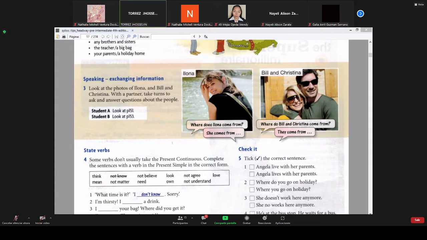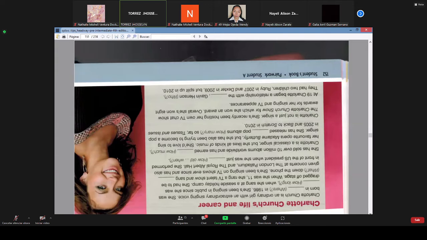But please, everybody, let's go to page 151. And let's see. Okay, we have some examples here. What's the activity that we have to do? We have to make questions and answers, okay? For example, where does Ilona come from? She comes from, you have to find information. The next, where do Bill and Christina come from? The same, right? You have to find information. That's why we have to work in groups. We have to work together to find information. Okay, so let's go. Again, my book. I'm sorry, students.